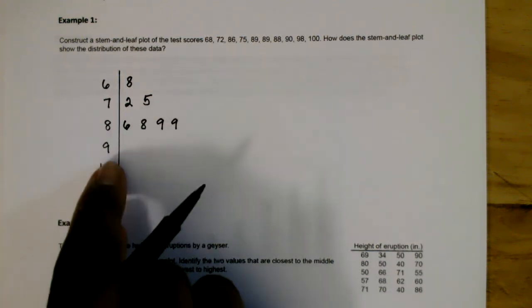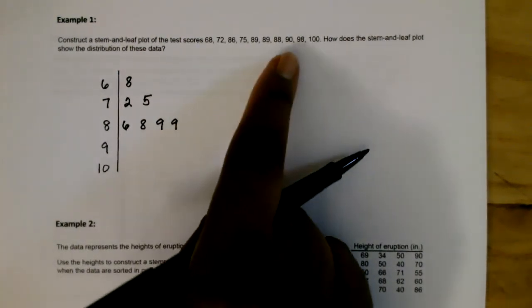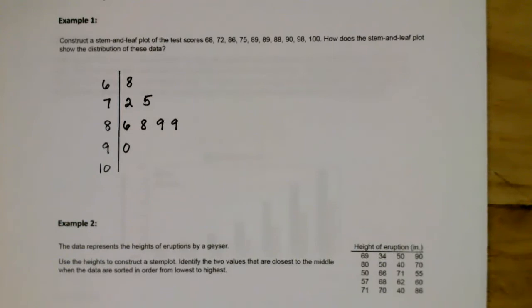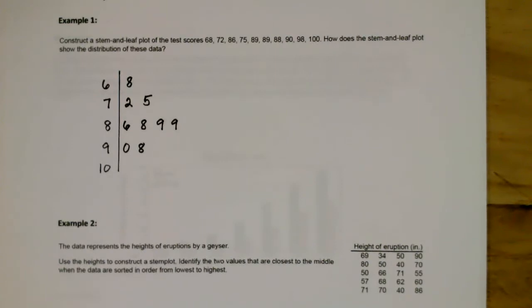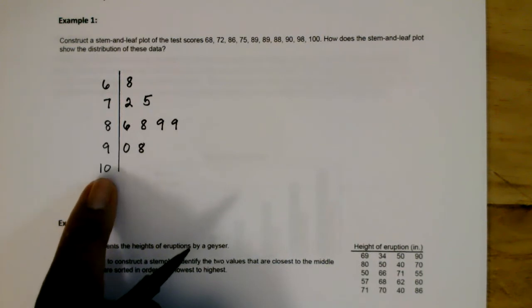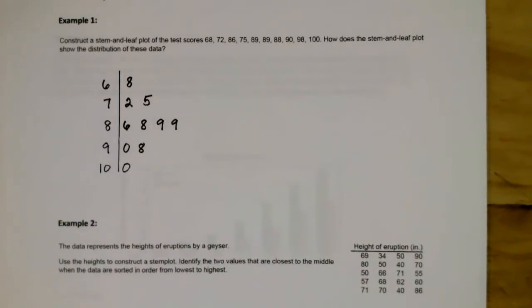And then the 9 represents data values from 90 to 99. And I only have 2, the 90 and 98. The 90 is the smallest, so I'll write a 0 for that leaf for 90. And for 98, I write down the 8. And then finally, for 10, this represents data values from 100 to 109. I only have 1 data value for that, and that's 100. So I write down the leaf, which is the last digit in 100. That's 0. So this is what my stem and leaf plot looks like.